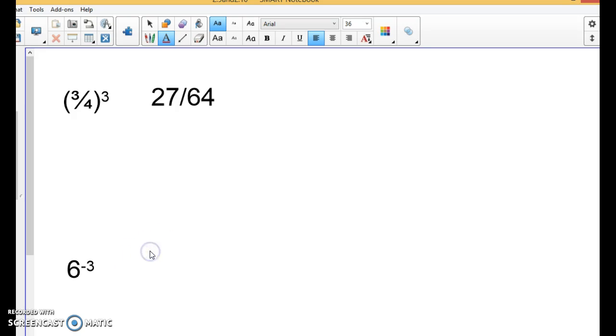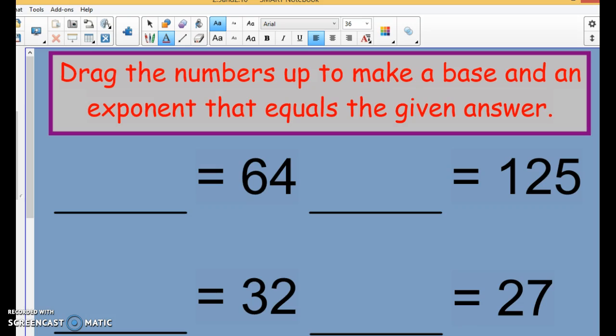6 to the negative 3rd power, we're just going to figure out what 6 to the 3rd power is, and then it's just going to be that as a fraction, so 1 over that is. So 6 times 6 is 36, and 36 times 6 is 216, so it's really just 1 over 216. And then we can kind of see here, we can do 8 squared can give you 64, 5 to the 3rd power can give you 125, so just some examples of how there could be more than one way to get to these answers.